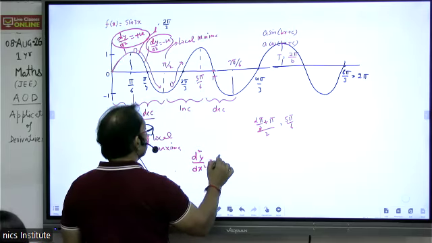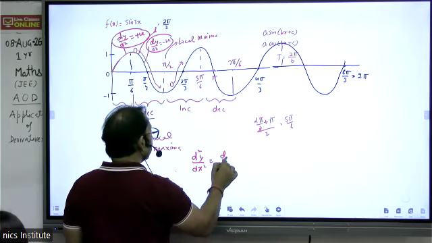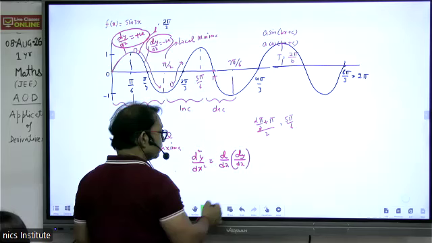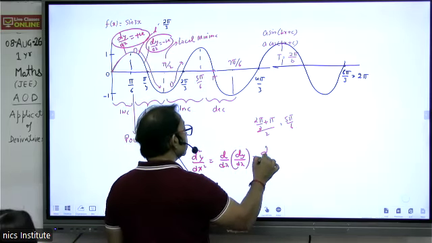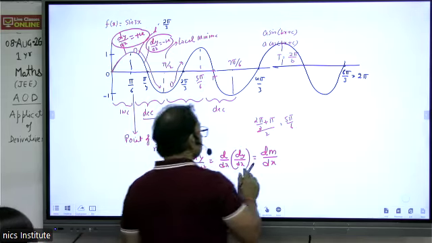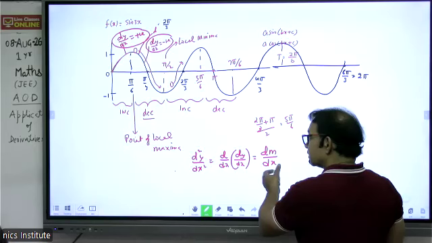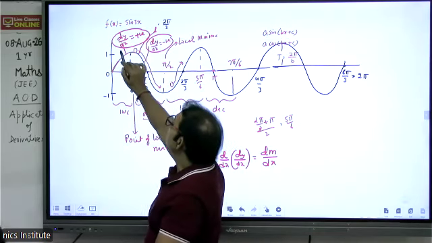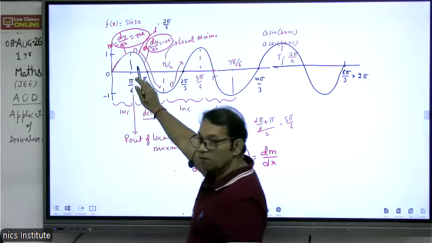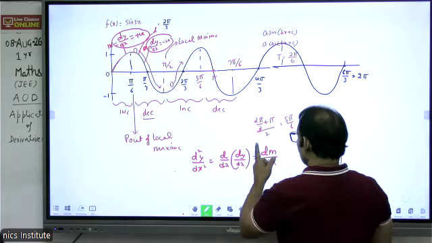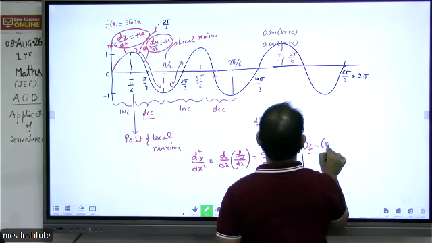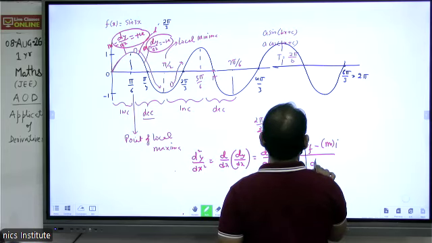second derivative का मतलब हुआ derivative of the derivative, d by dx of dy by dx. What is dy by dx, by the way? dy by dx is nothing but slope. Slope को I'm representing by m. That means change in slope by dx. Slope is changing from positive to negative at a point of local maxima. Change is always final minus initial. Final slope minus initial slope by dx.